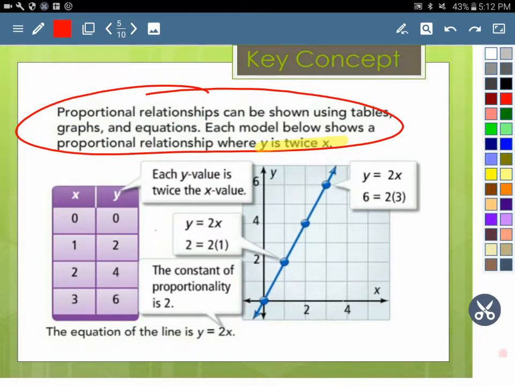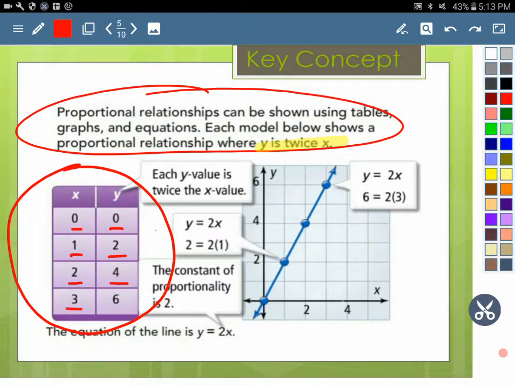Well, if you look at the table that is supposed to represent the same thing, if you look at the values, 0 times 2 is 0. Well, that's what twice means. It means to multiply it by 2. So 0 times 2 is 0. If you continue this, you'll see that the table holds true for that sentence. 1 times 2 is 2. 2 times 2 is 4. 3 times 2 is 6. So this table represents what those words did.